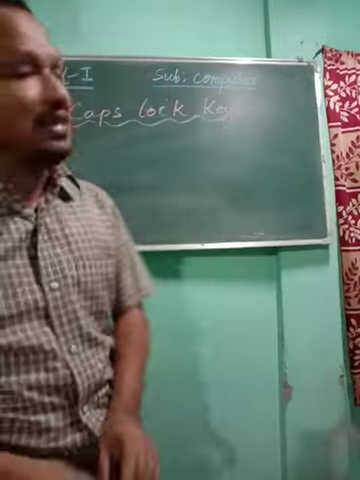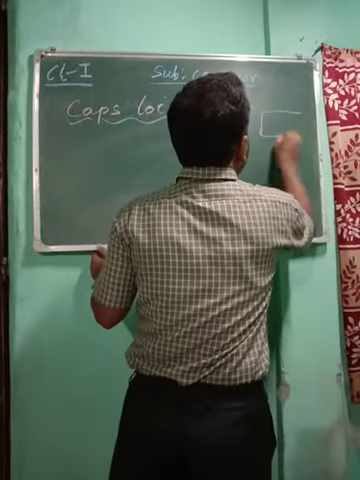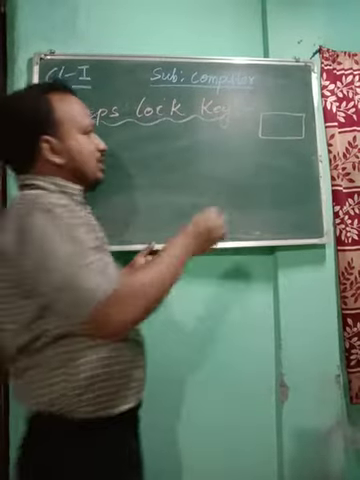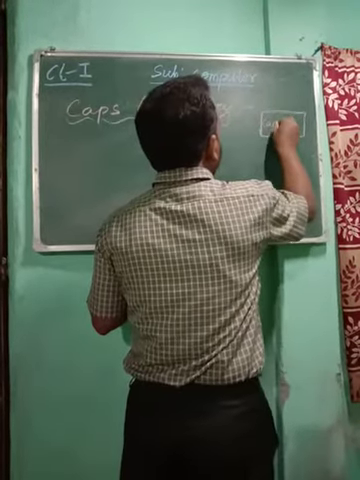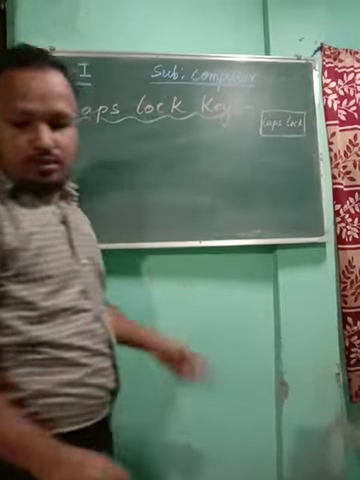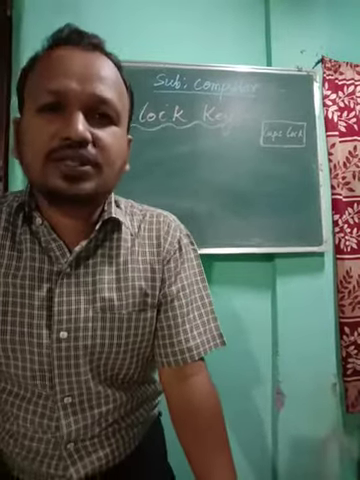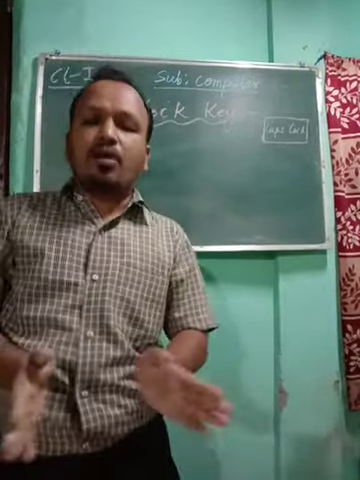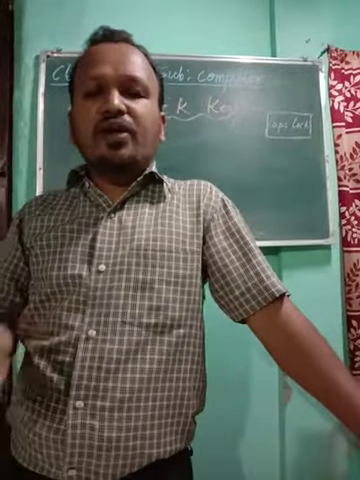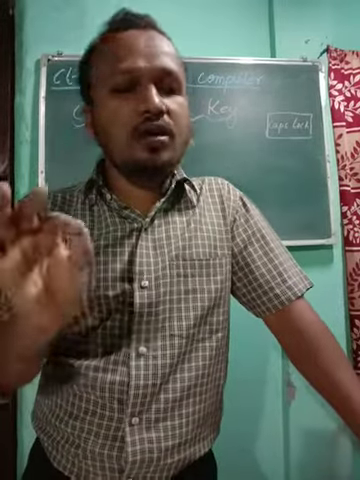This key is available on your keyboard, and that key is called cap lock. It is called what? Cap lock key. So children, what is the use of the cap lock key? The cap lock key is used to type capital letters. So when we want to type capital letters, we have to press the cap lock key.